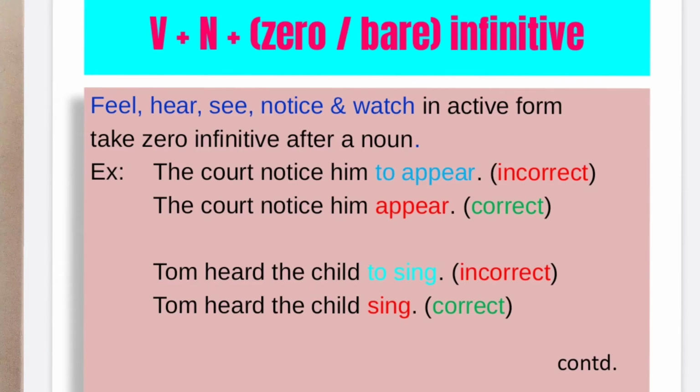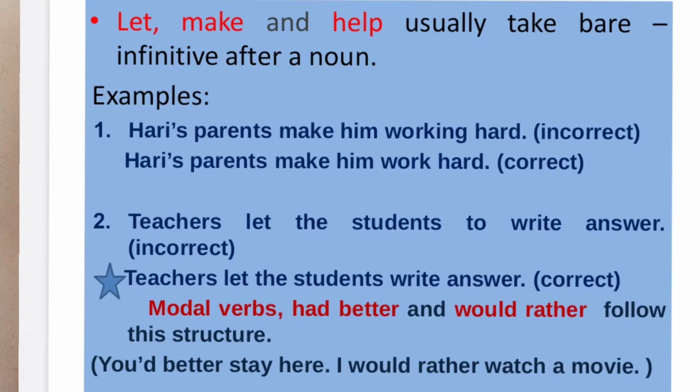Now let's go to another structure. Let, make and help. Not another structure, the continuation of the past one. Verb plus noun plus bare infinitive. Let, make and help, these three verbs also usually take bare infinitive after a noun. For example, Harish's parents make him working hard is incorrect. Harish's parents make him work hard.